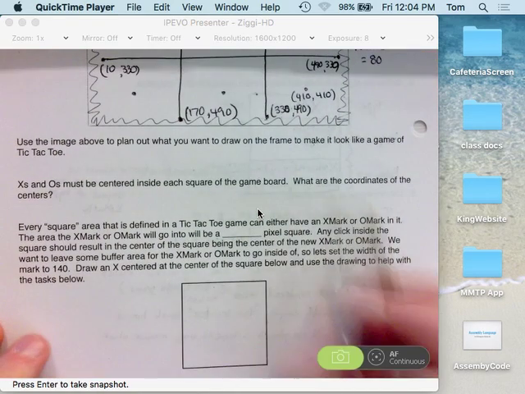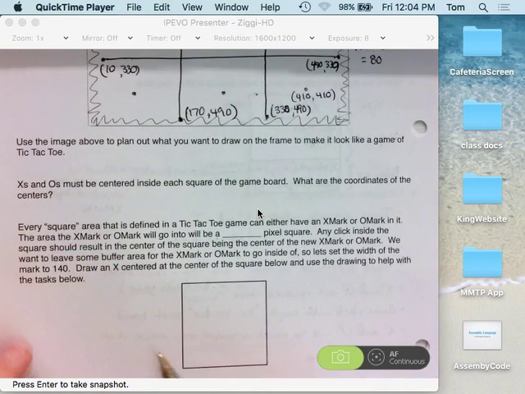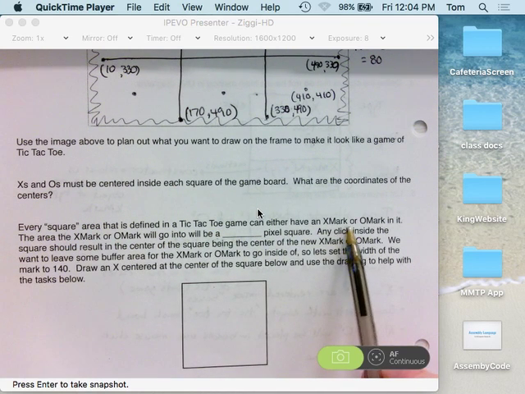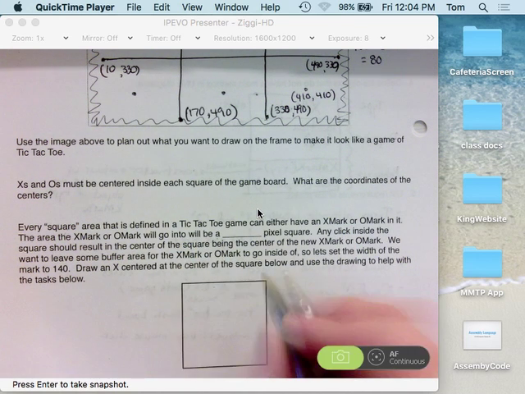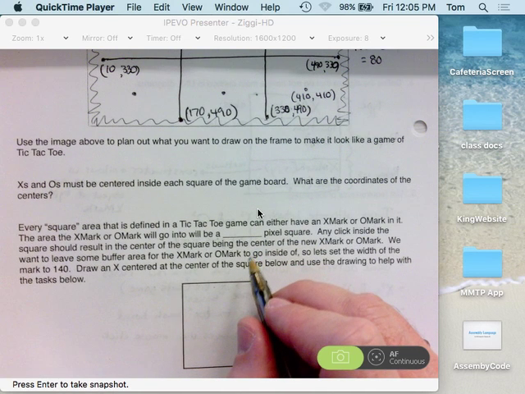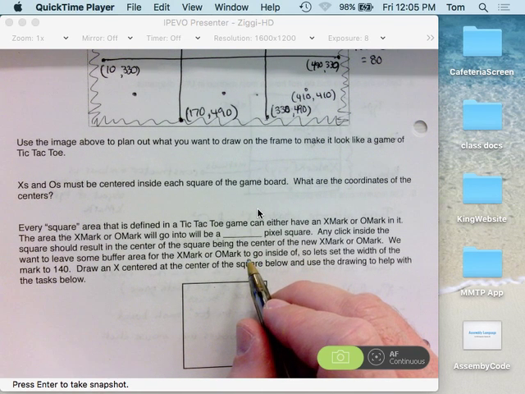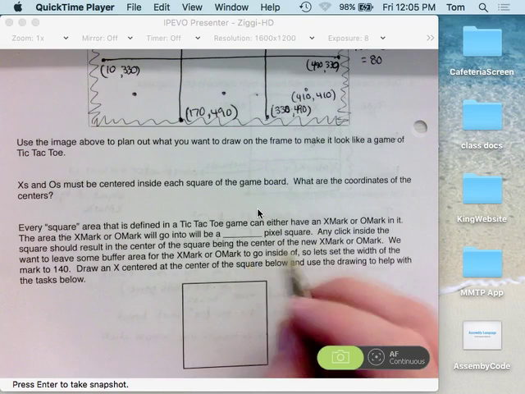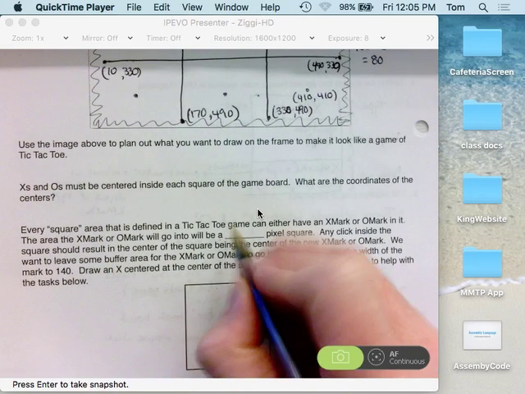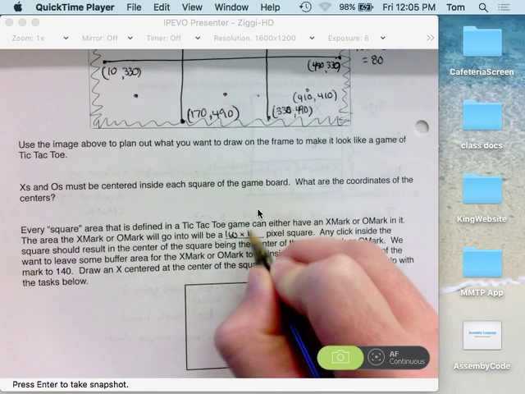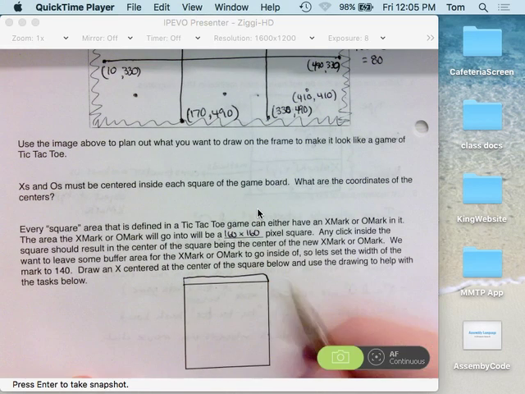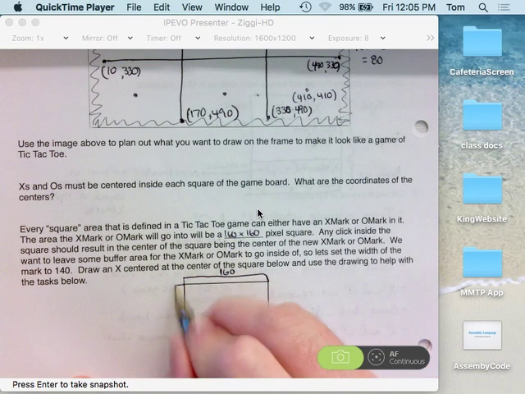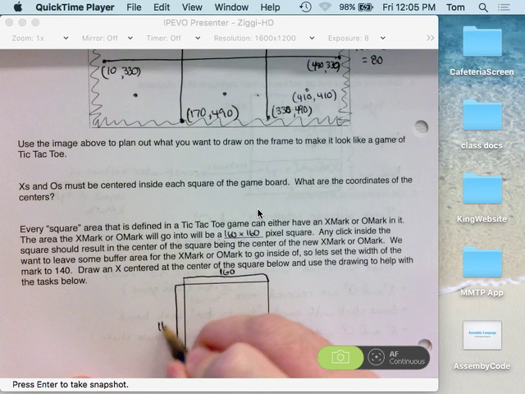So we just figured out the coordinates of the centers for some of those squares. Every square area that is defined in a tic-tac-toe game is either going to have an X mark or an O mark in it. The area that the X mark or O mark will go into will be a what by what pixel square? So what we're thinking is that each of those small squares is 160 by 160. So in other words, this is 160, this is 160.